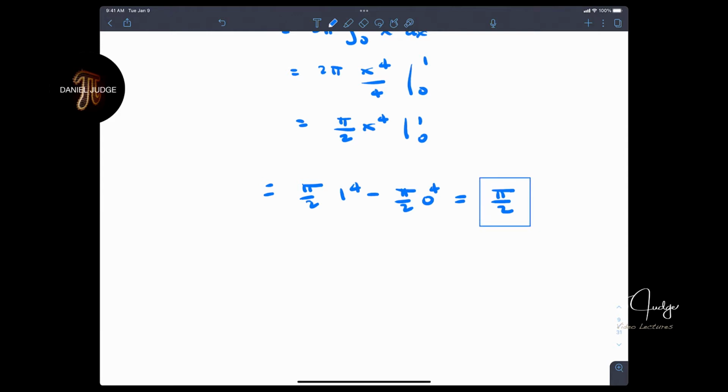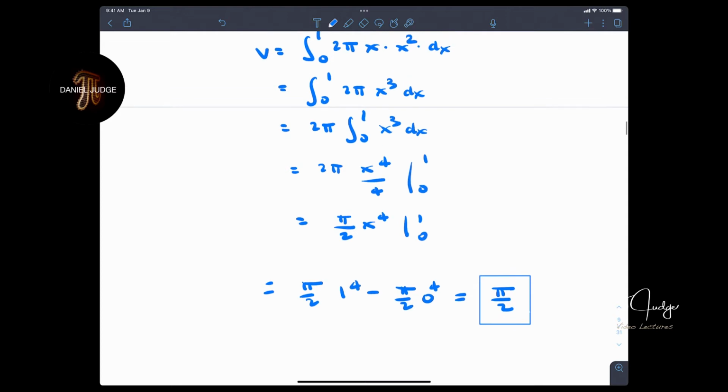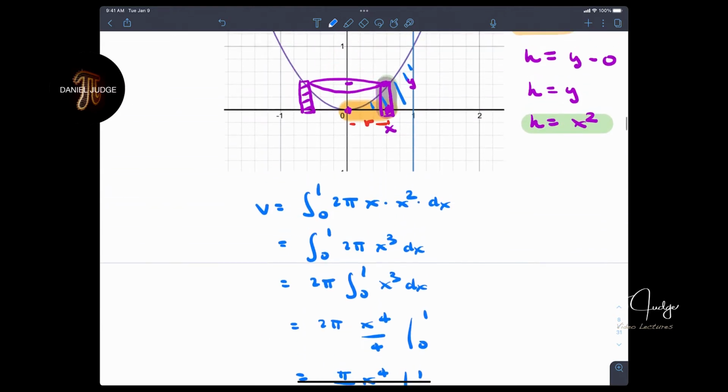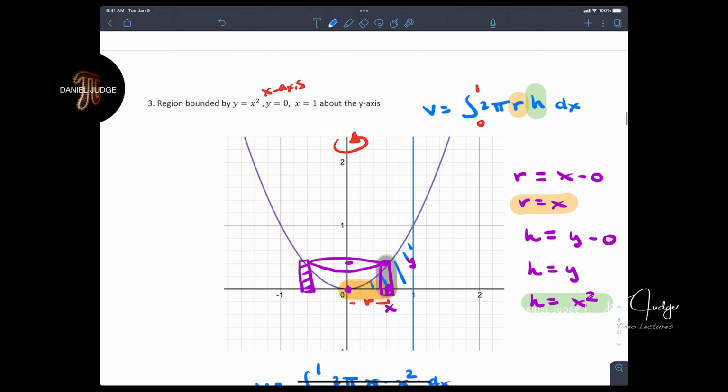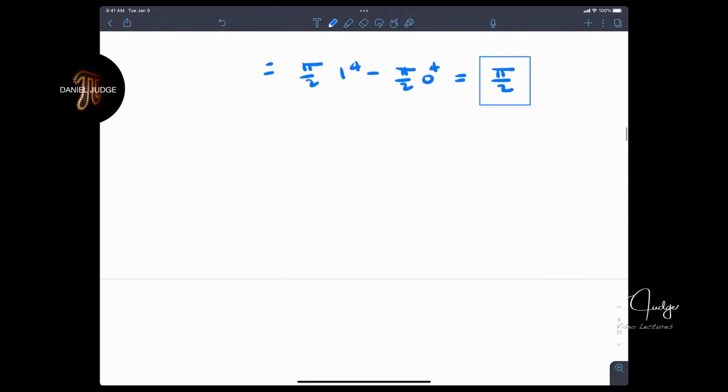So there you go. There's an integral representing volume by the cylindrical shell method. And this is rotating about the y-axis. So you notice we get a cylindrical shell. We need the radius and the height. The key, though, is just finding those two things, radius and height.